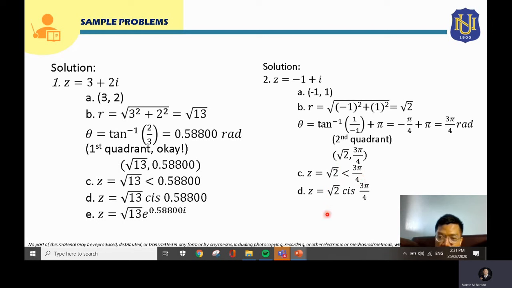Now for the last question, that will be the exponential form. Again, you're just going to substitute your r and theta to r e raised to theta i. So that will be your exponential form. That will be square root of 2 e raised to 3 pi over 4 i. So these will be the answers for number 1 and number 2.